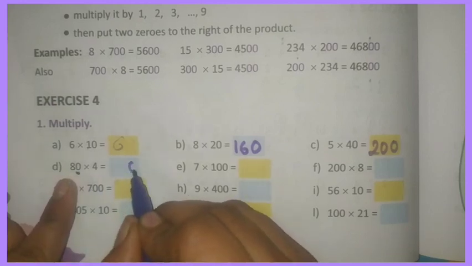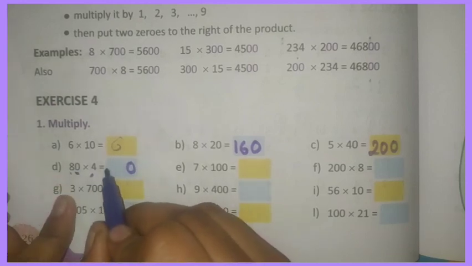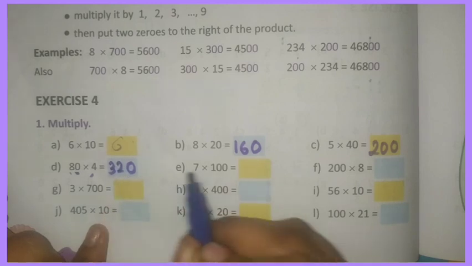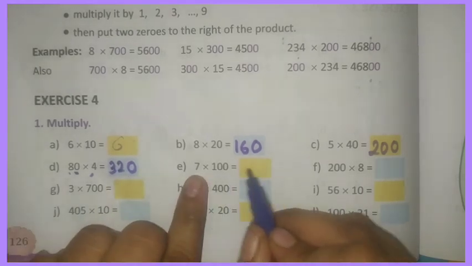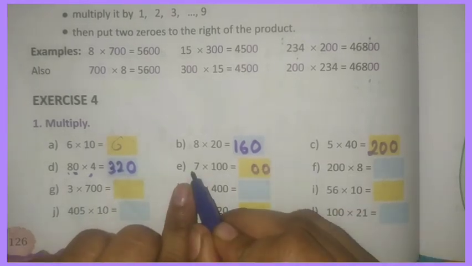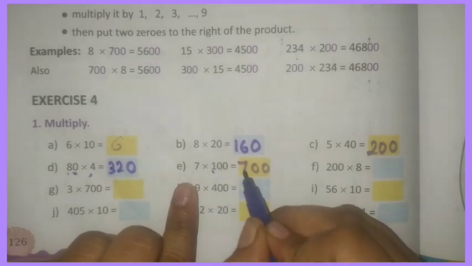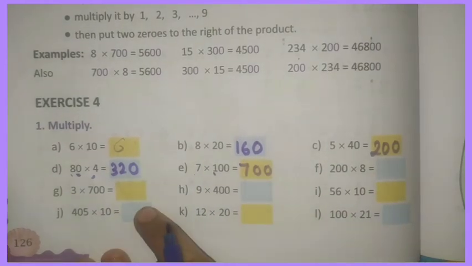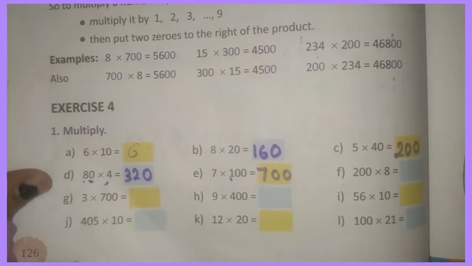And here, 10 is there, so we'll keep 0. 4 8s are 32. Next, 2 zeros are there, so we'll keep 2 zeros. 7 ones are 7. Like this. Complete this total bit in your fair notes.